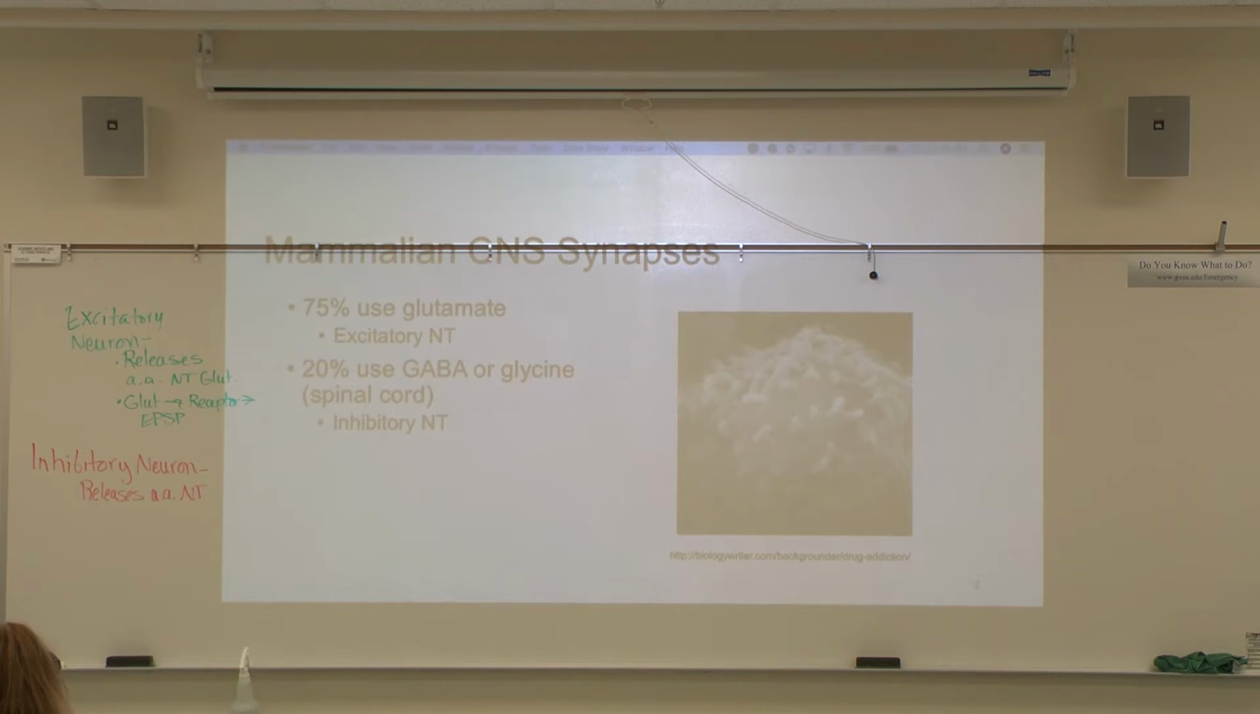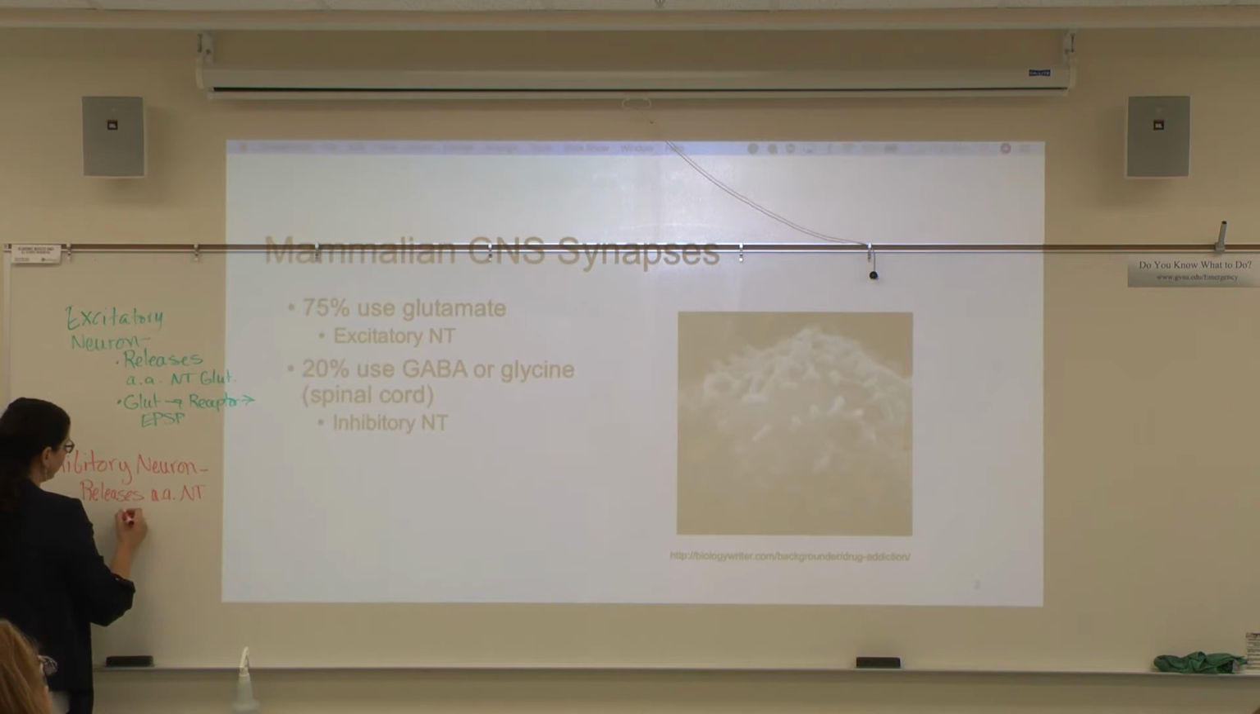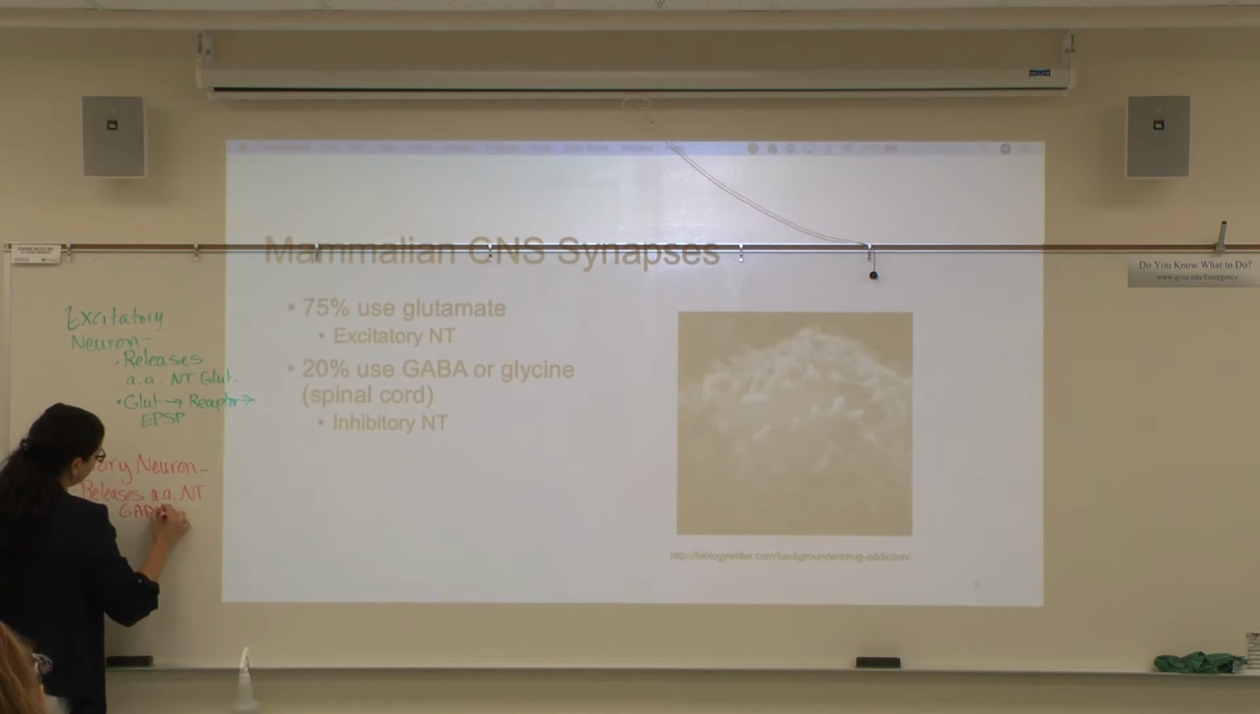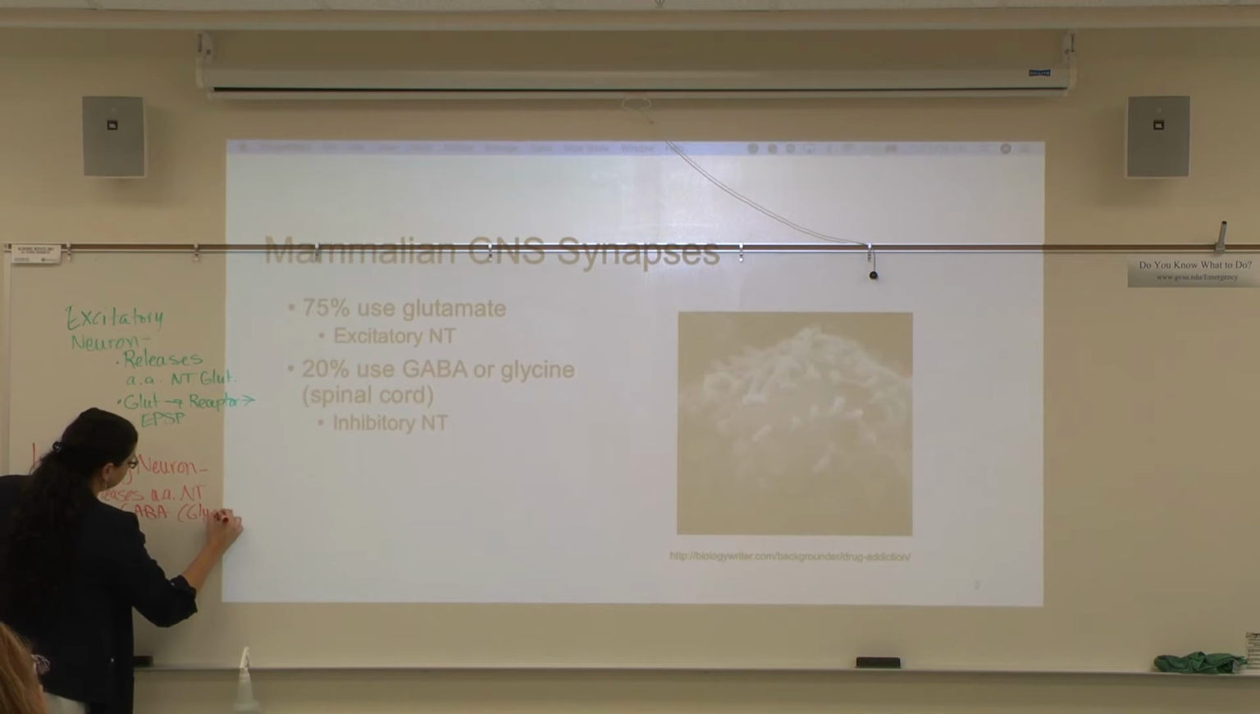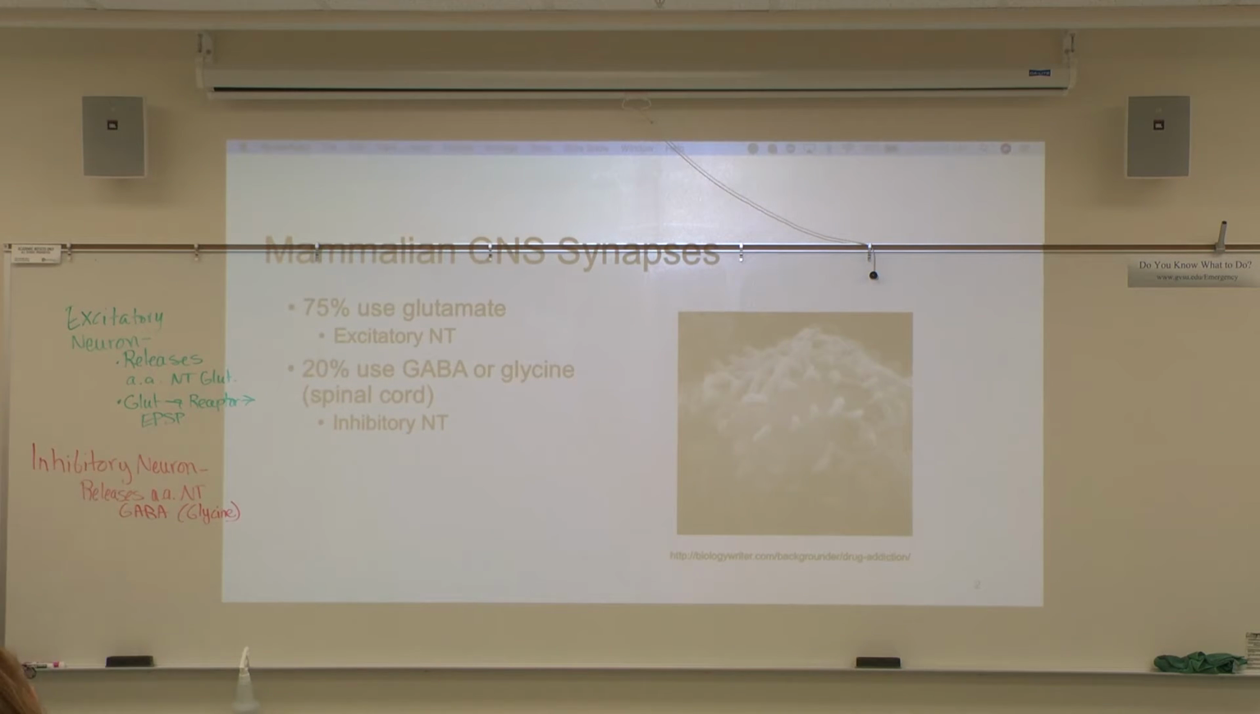It causes an IPSP, right. And the most direct way to do that would be which type of receptor? The ionotropic is the most direct way to cause an IPSP. So inhibitory neurons release the amino acid neurotransmitter GABA, or in the spinal cord, glycine. Remember, central nervous system encompasses the brain and the spinal cord. Okay, so inhibitory neurons release the amino acid neurotransmitter GABA or glycine and cause an IPSP on the postsynaptic cell.